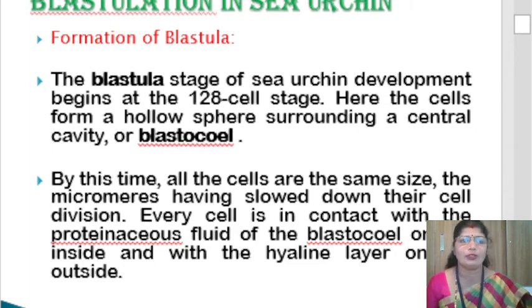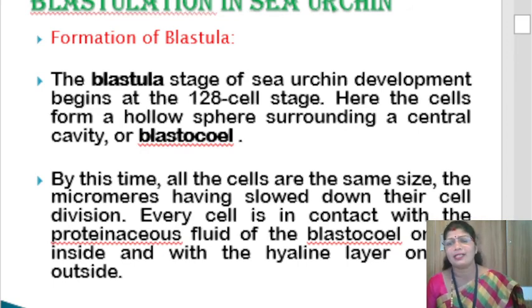So how will the blastula be formed? Here the cells will push themselves towards the periphery, and at the center it will start to form the cavity. When it is 128 cells, all the cells will be the same size. Initially I said that there will be 3 types of cells, micromeres, macromeres and mesomeres. But once it reaches 128 cells and starts to form the blastula, all the cells will be the same size.